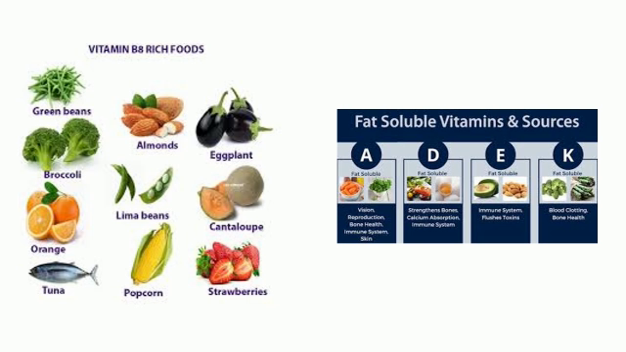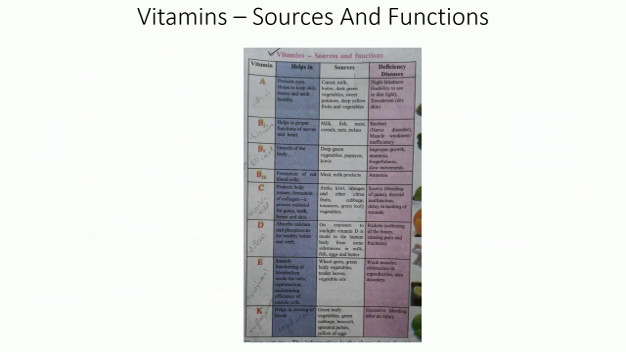Water-insoluble vitamins or fat-soluble vitamins. These vitamins are insoluble in water, which means they do not dissolve in water, but they are soluble in fatty substances. They are stored in the body. Vitamins like A, D, E and K are fat-soluble vitamins. The table given on screen shows some vitamins, their function, sources and deficiency diseases.